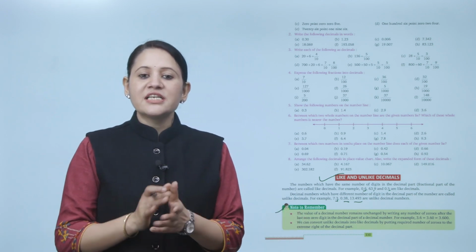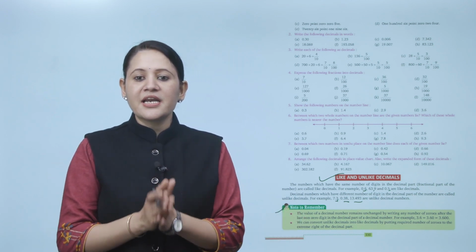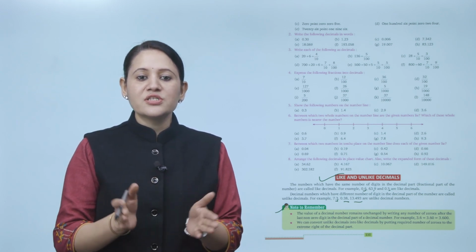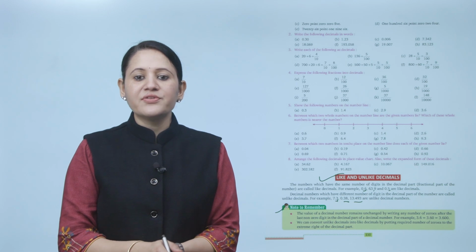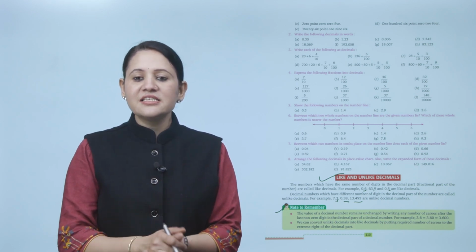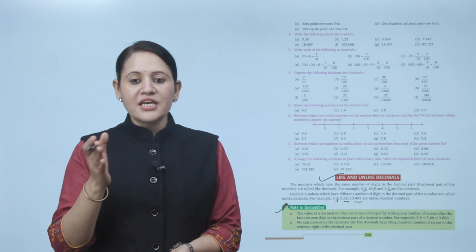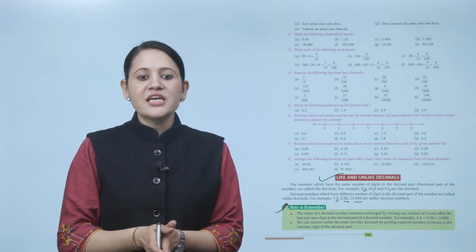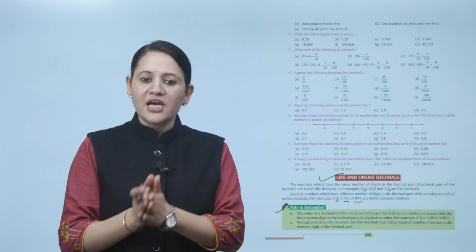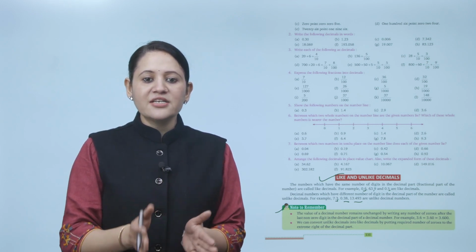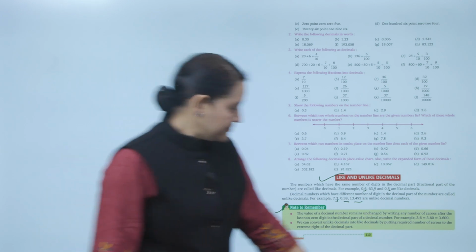The value of a decimal number remains unchanged by writing any number of zeros after the last non-zero digit in the decimal part of the decimal number. For example, 3.6 is the same as 3.60. We can write it also as 3.600. Clear? We can convert unlike decimals into like decimals by putting the required number of 0s to the extreme right of the decimal part.